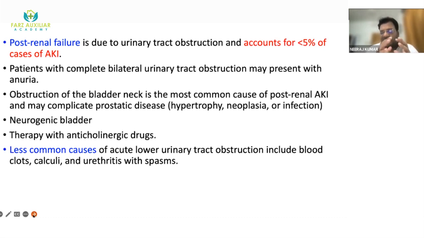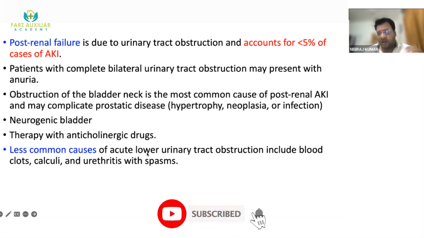Then post-renal failure accounts for less than 5% of the cases of AKI, mostly because of urinary tract obstruction. I already discussed hypertrophy, neoplasia, and infection of the prostate. Even a few patients may have a neurogenic bladder that results in post-renal failure. If you are treating your patient with an anticholinergic drug, the chances of post-renal failure will be higher. Among the less common causes, I already talked about blood clots, calculi, and urethritis with spasm, which can lead to lower urinary tract obstruction, or post-obstructive, post-renal failure.